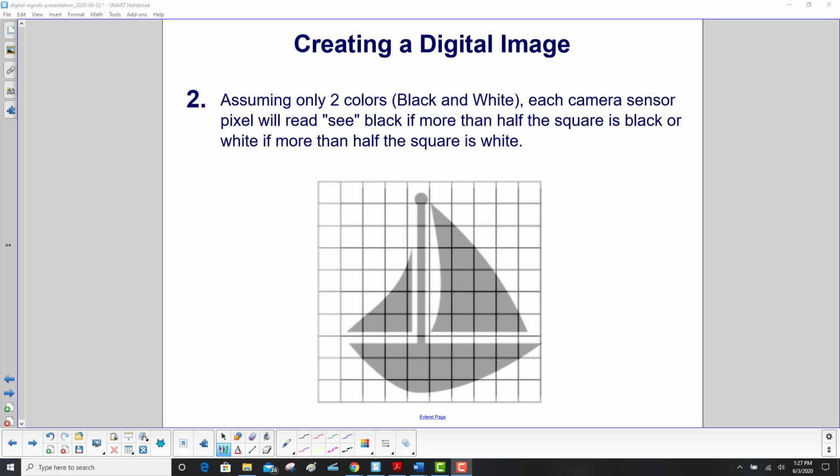Now here we only have two colors, black and white. So our camera sensor pixel will read black if more than half the square is black, or white if more than half the square is white. So this is viewed as white. This is black, and let's see. This one here would be white, more than half the square is white. Here, more than half the square is black. Okay, so it goes through and does that.